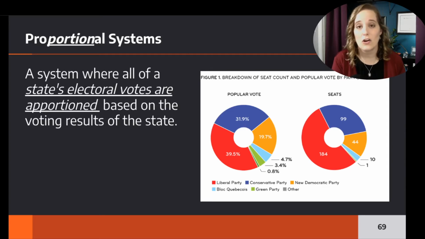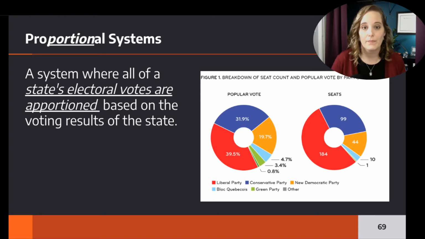It can be based on the actual percentages of the vote within a state. So you can match your electoral college vote percentages as closely as you possibly can to the votes of the entire state. Or it can be done like it's done in Maine and Nebraska, the two states that actually use proportional systems, where they apportion their electoral college votes based on their congressional districts and how their congressional districts vote.